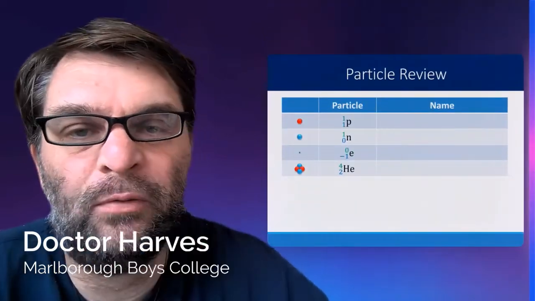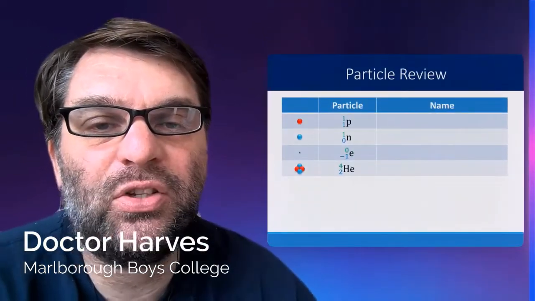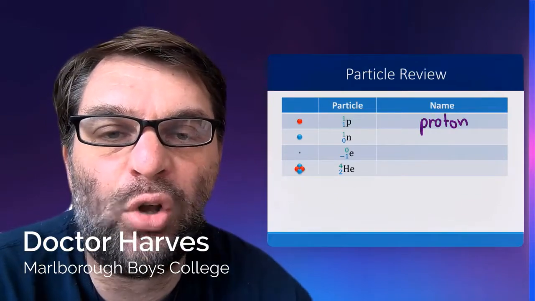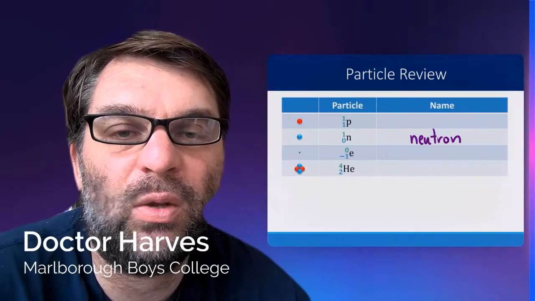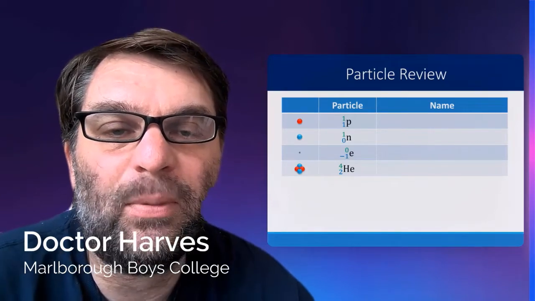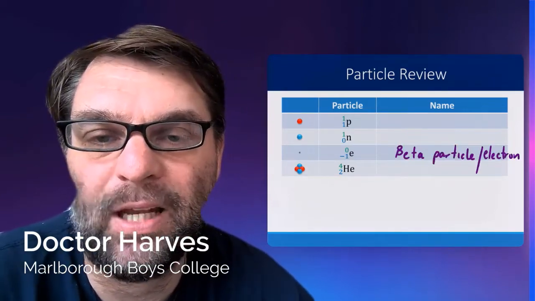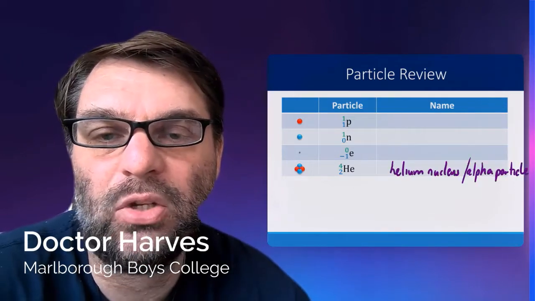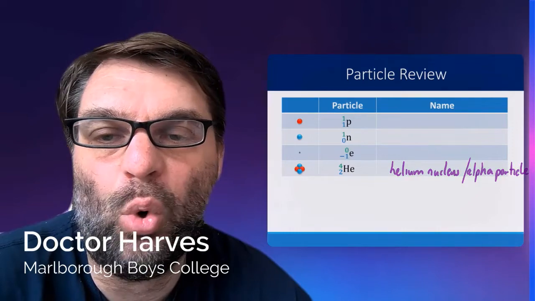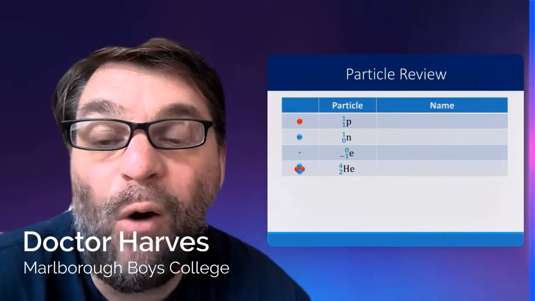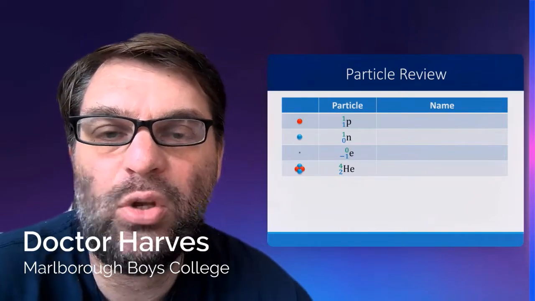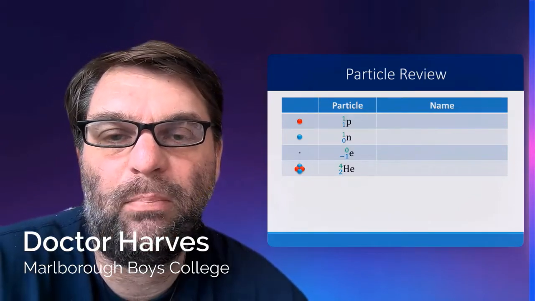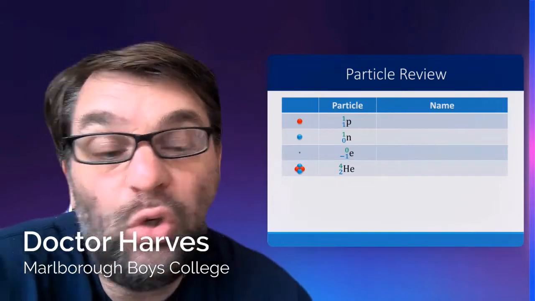So in terms of the review, the proton is 1-1p, the neutron is 1-0n. We have the beta particle, which is your high-speed electron, and your slow-moving, heavy helium nucleus is 4-2He, which is the alpha particle. Note that in nuclear physics, you don't really worry much about the charge. It's the number of protons and number of neutrons.